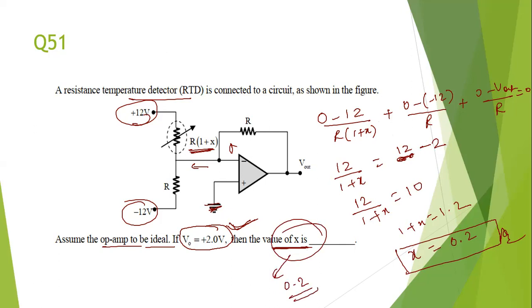Now I'm going to discuss the next question. Just apply the KCL. My dear students, I have already told you, if any question is asked from your op amp, then just apply the KCL. Write the KCL and you will find each and everything. Now I'm going to discuss question number 52.